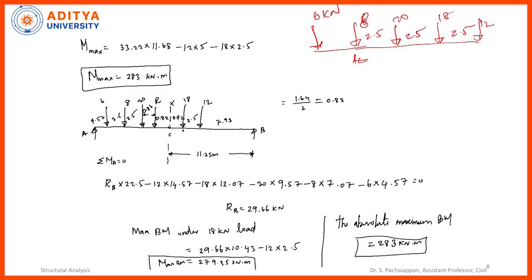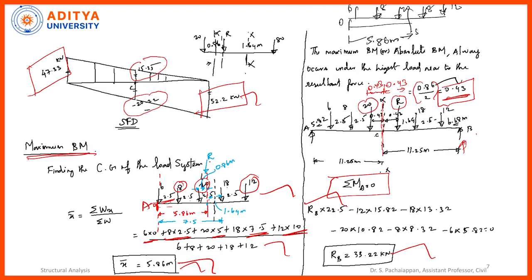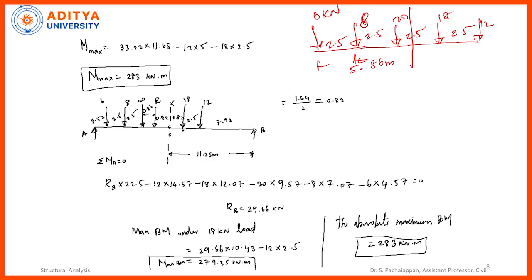Now you see this is also 2.5 meters. From here to here the CG is acting exactly at this location, which is 5.86 meters. Now I am going to draw the free body diagram of this alone. So this is the 20 kilonewton and this is the 18 kilonewton load. In between, to our CG, this distance is 0.86 meters. So just cut it here.